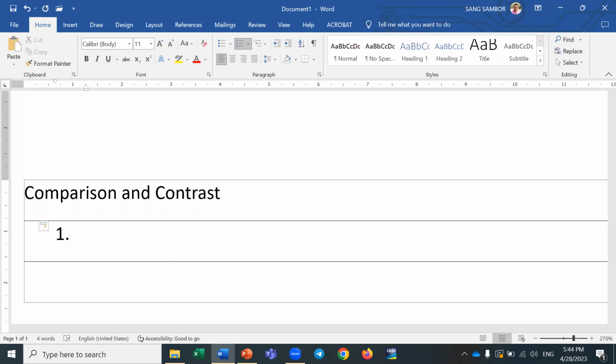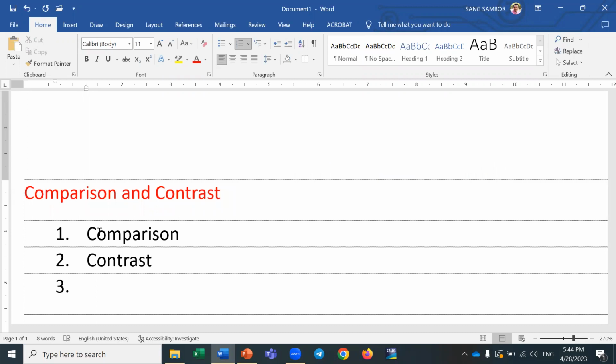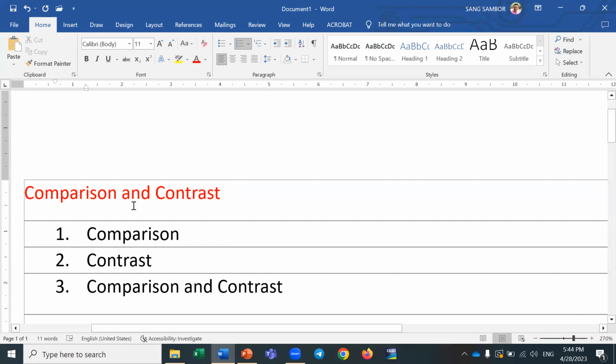Remember, as I mentioned already, when we are looking at comparison and contrast, you can write it in three different ways. One is comparison. The second one is contrast. And the third one is comparison and contrast.